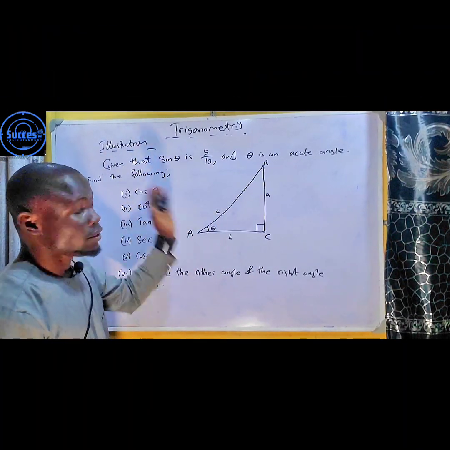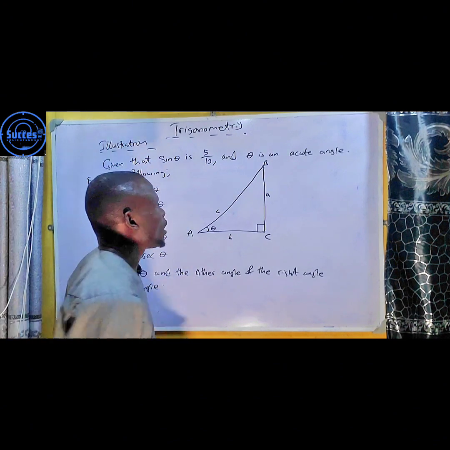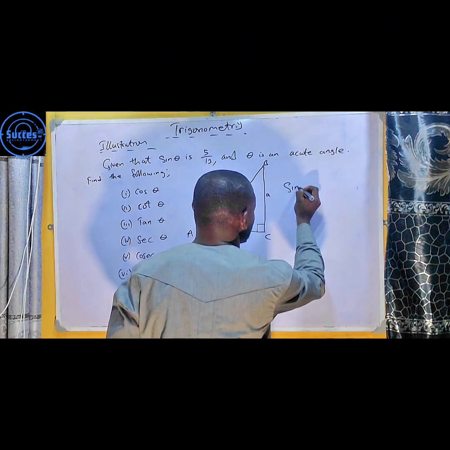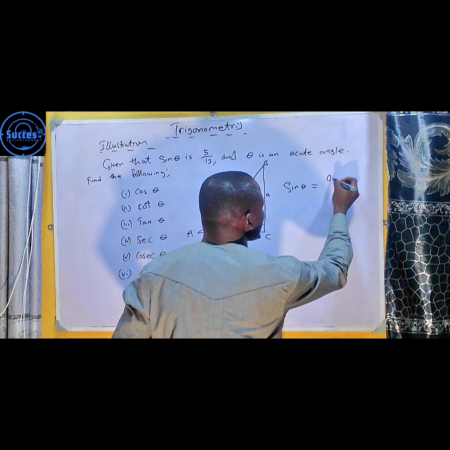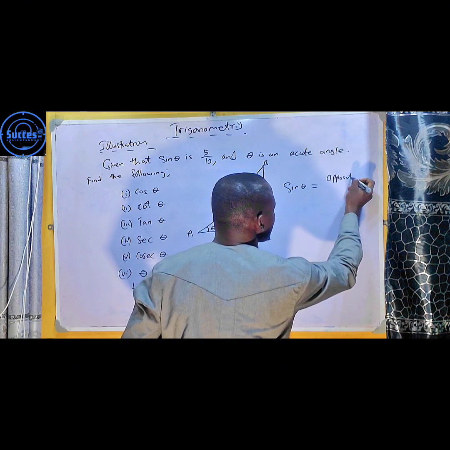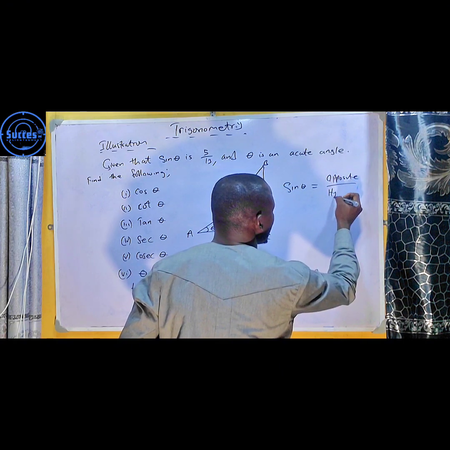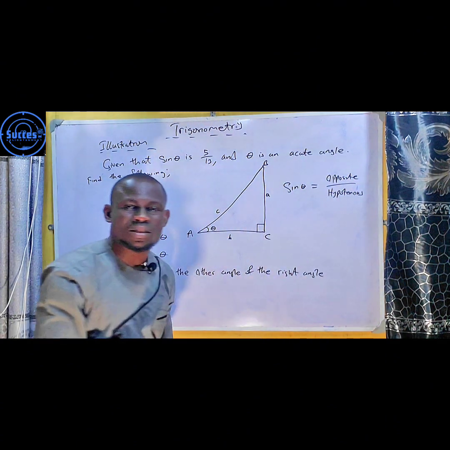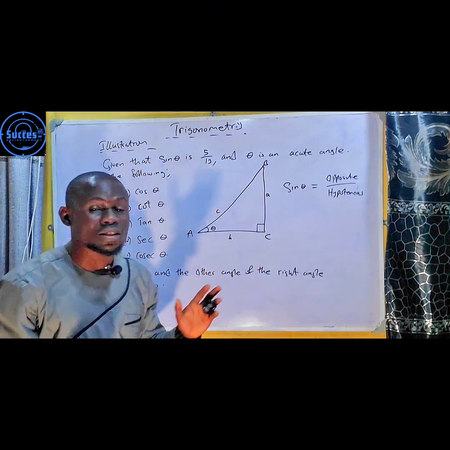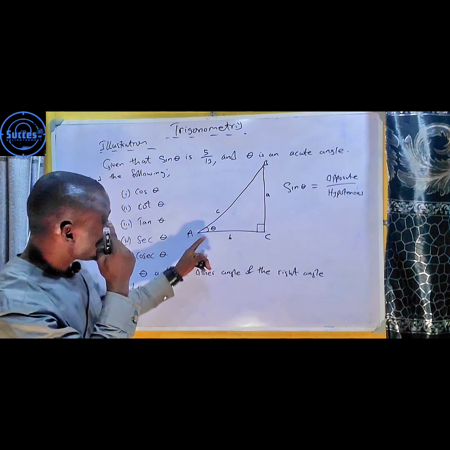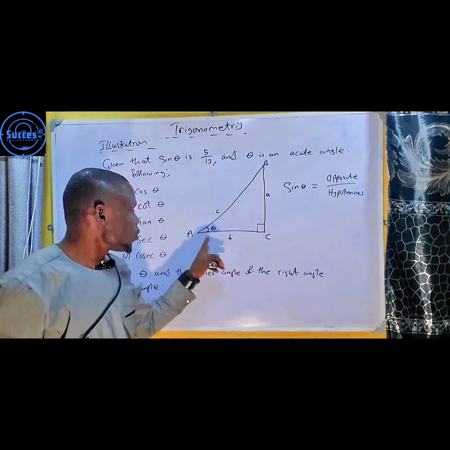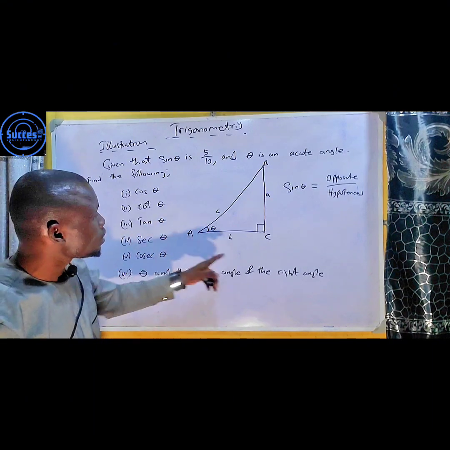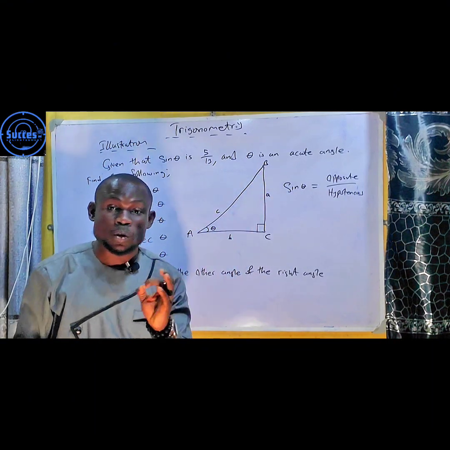So for the traditional definition of sine theta, what is our sine theta? Our sine theta is opposite over hypotenuse. The opposite side to theta. Now we look at this right angle triangle here. Now you have your theta here. So the opposite side to theta is A, right? The small letter a.